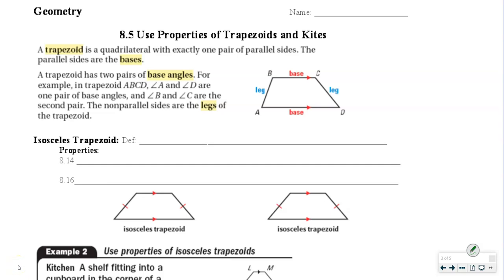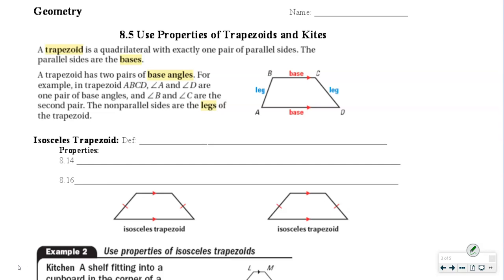All right, class, next section, 8.5, using properties of trapezoids and kites. So a trapezoid is a quadrilateral with exactly one pair of parallel sides, and the parallel sides are the bases. So we see our picture here. Our bases are on the top and bottom in this picture. We can see that those are parallel, and then the legs are the two non-parallel sides.